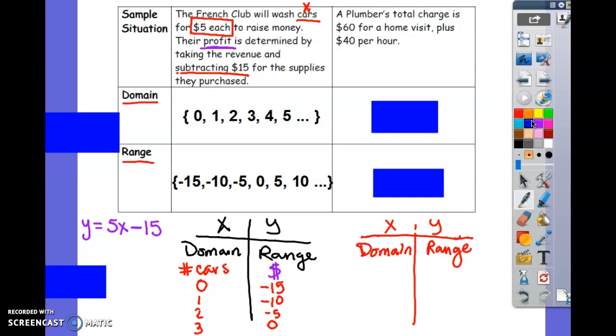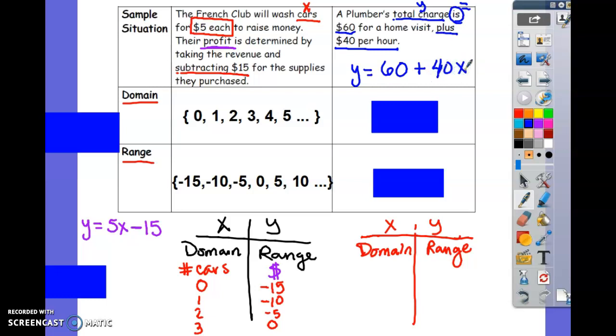So the story starts, a plumber's total charge is. That's another key word. Is means equal. Okay, so this is Y, my total charge. Y equal. Is, was, has. All of those key words mean equal. $60 for a home visit plus 40 per hour. So Y equals, I started with 60 plus $40 per hour.